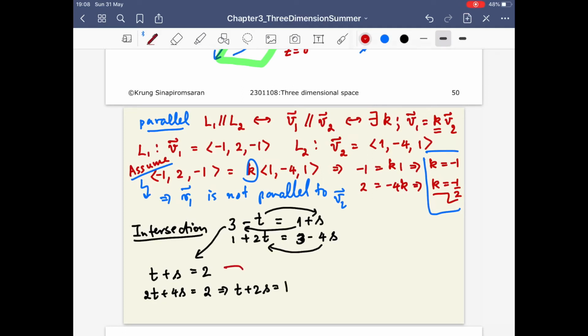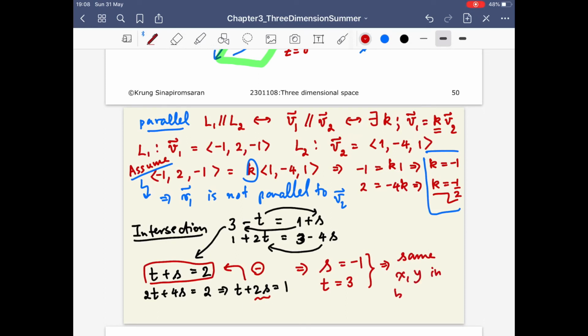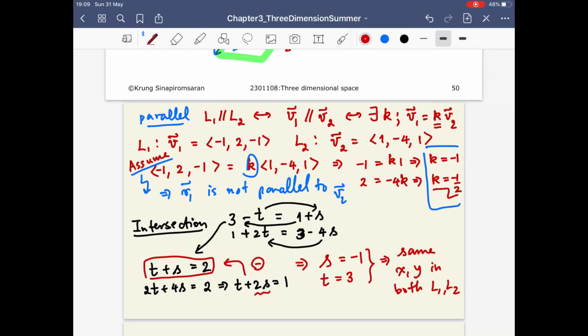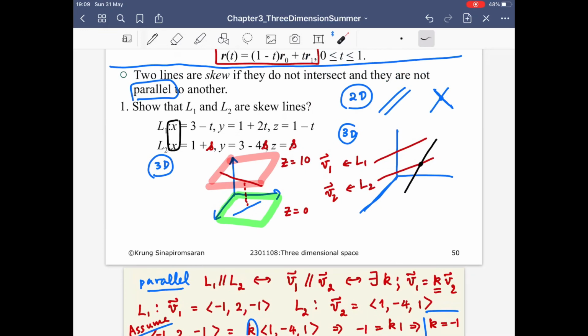So by these two equations you can just do a subtraction, right? Upon subtraction you get s, you use the bottom one first, okay? So you get s equals negative 1, okay? So if s equals negative 1, then for t, you can just plug it in here, right? Your t is 3, okay? Then with this s and t, you are going to get the same x and y in both L1 and L2, okay? But what else do we need if we want the two lines to intersect? Not only the same x and y, but also the same z, okay?